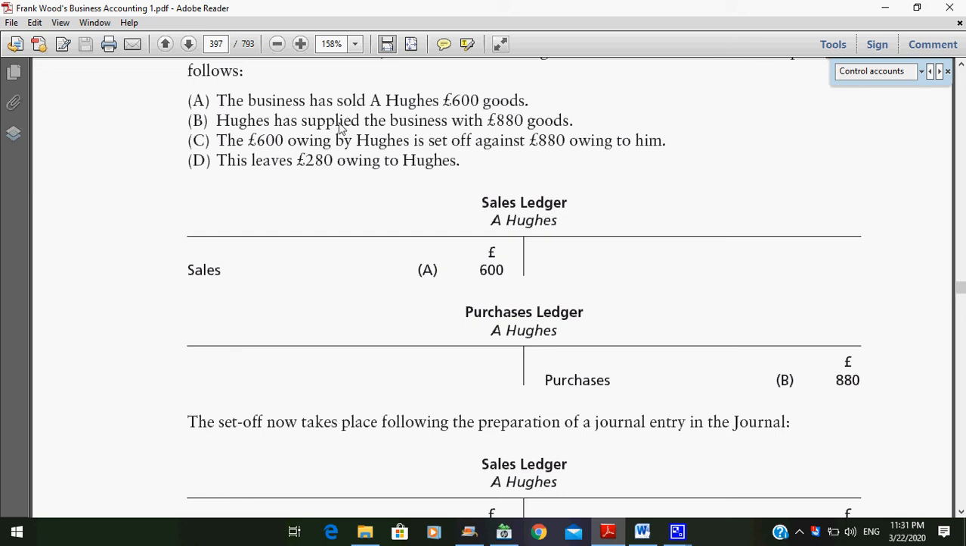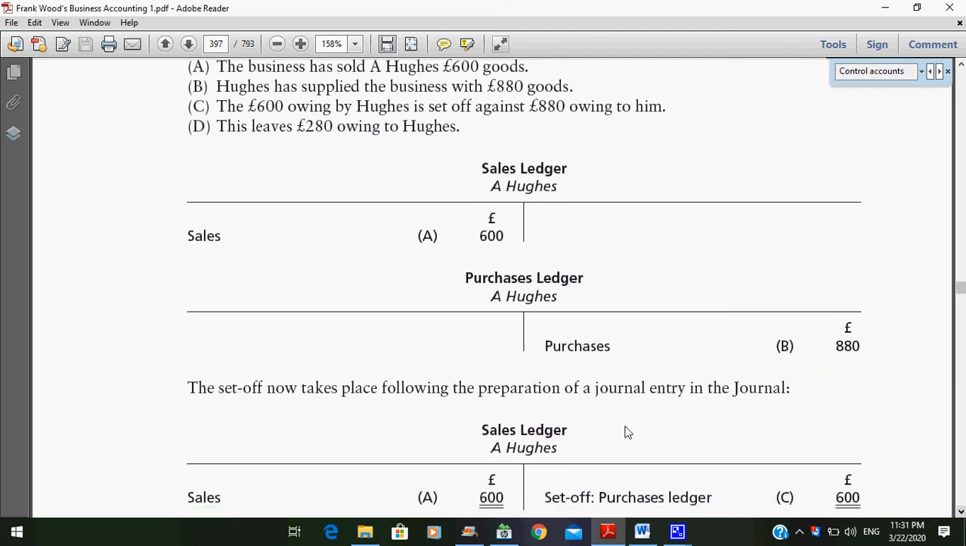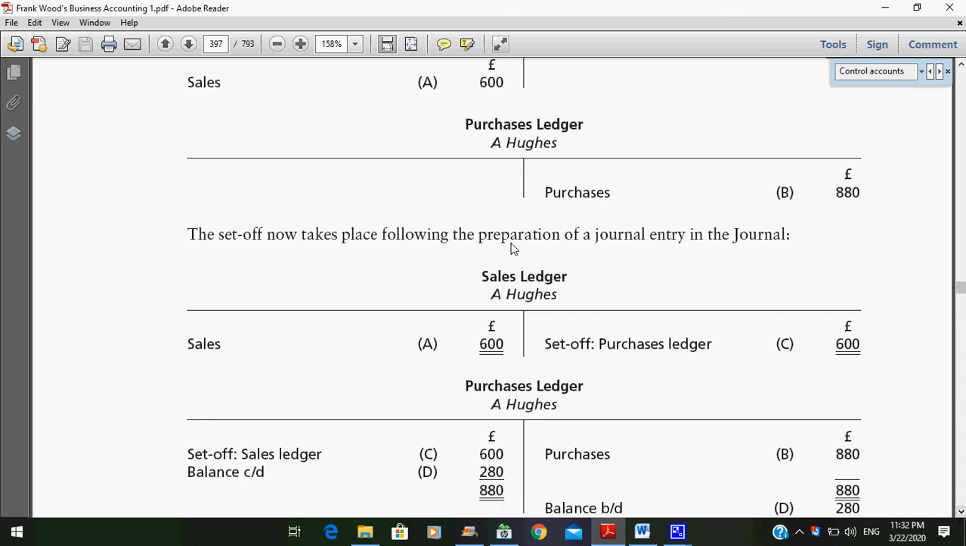You would have credited his account in the purchase ledger. Good. But it's the same person. Good. Which is 880. Now the set off takes place following the preparation of a journal entry in the what? Journal. Alright. Now in the sales ledger, there's a set off of what? 600. Because that means that he doesn't owe you anymore.